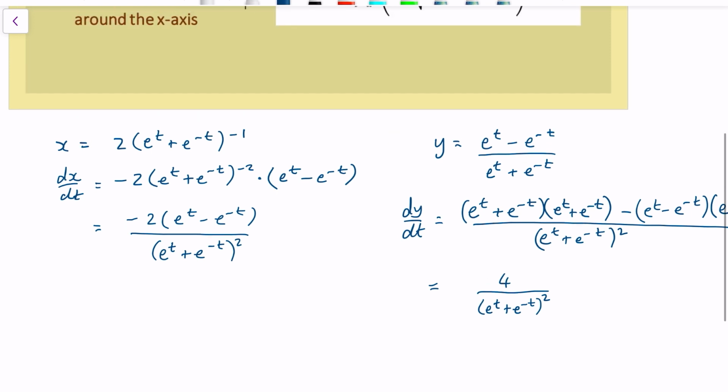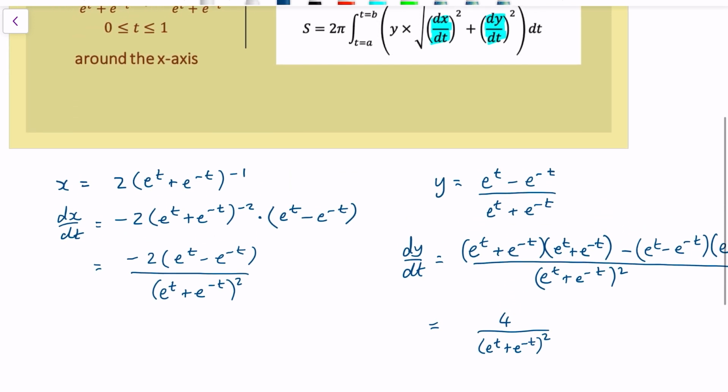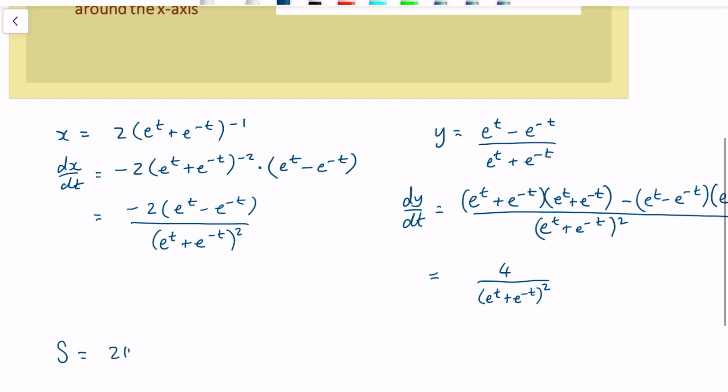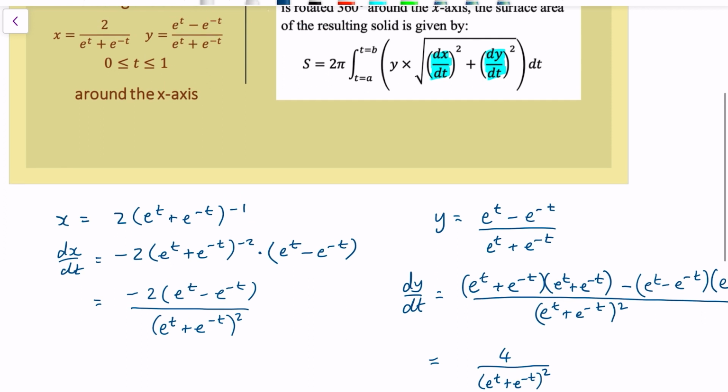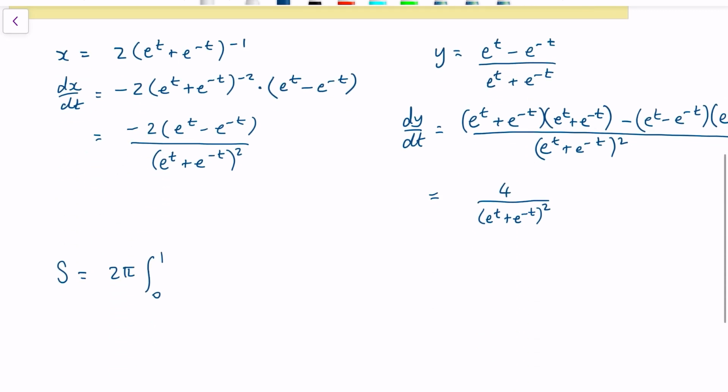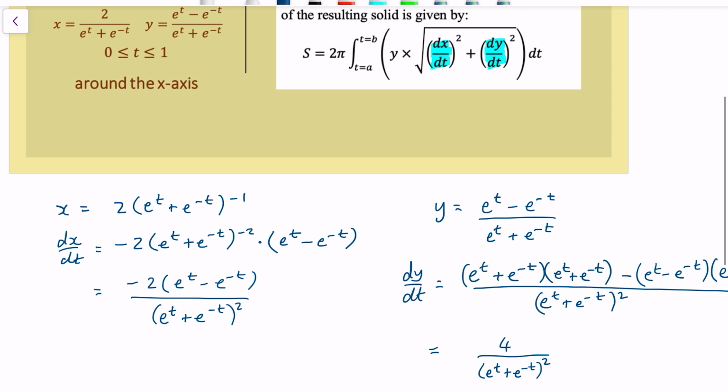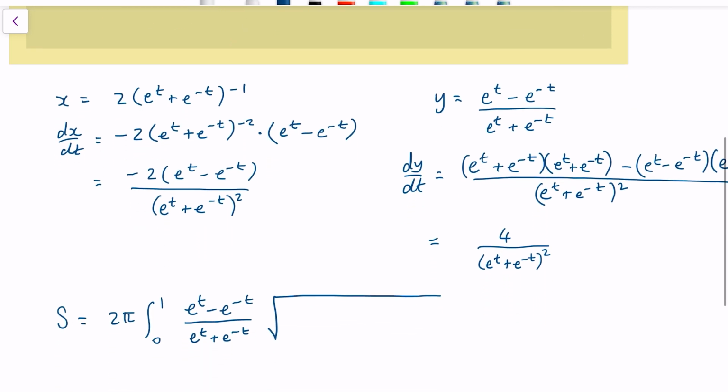Okay, the next step is to chuck both those things into the integral formula that we're trying to find. The surface area is 2 pi times the integral between 0 and 1, those are the lower and upper bounds of t, the parameter that we're using. It doesn't necessarily mean time, it could be theta or whatever. They've just chosen t to be the parameter. And then we've got y, well, y is that whole beast of an expression, e to the t minus e to the minus t all over e to the t plus e to the minus t, times the square root of (dx/dt) all squared plus (dy/dt) all squared.